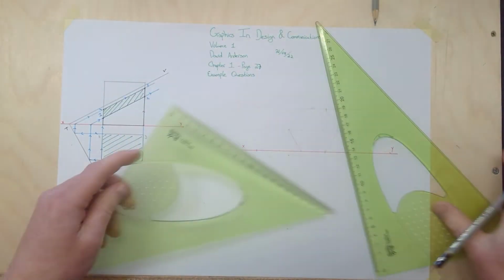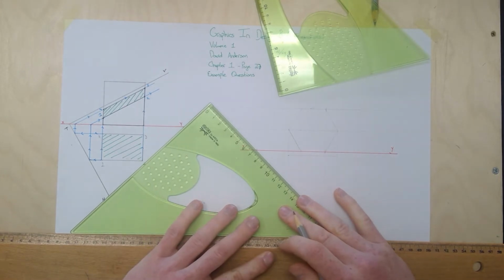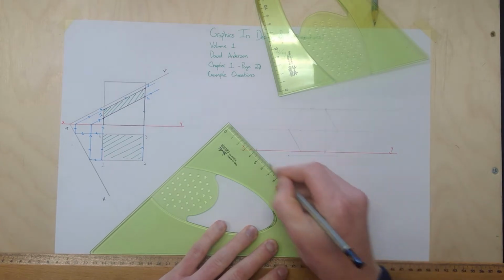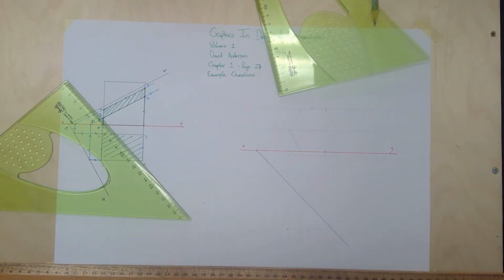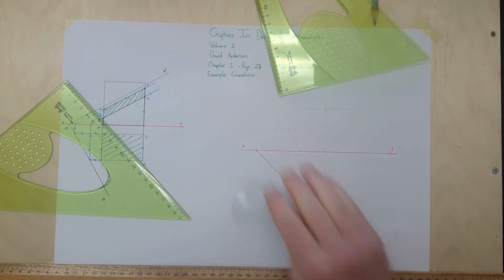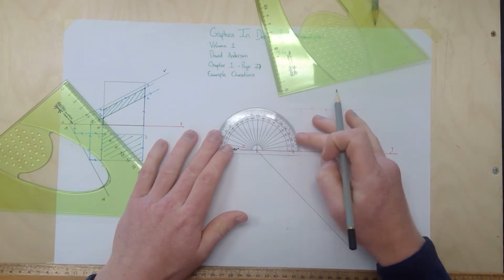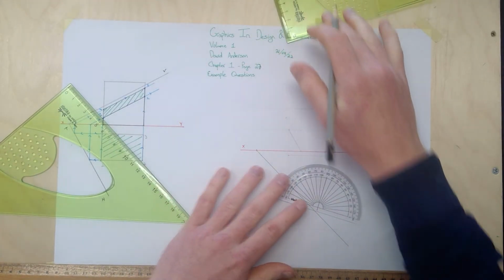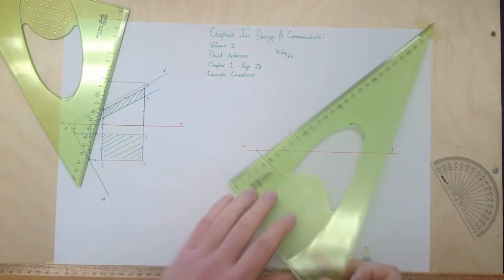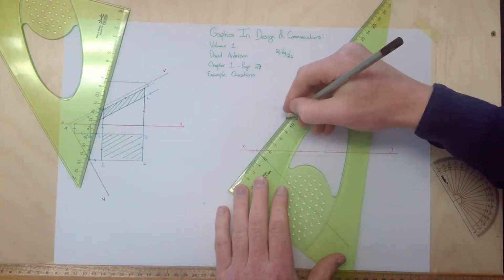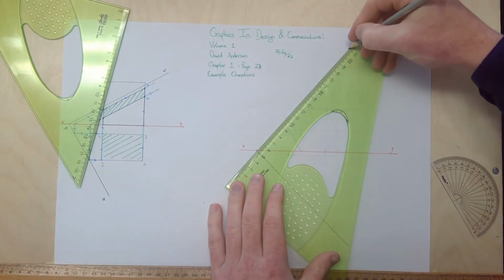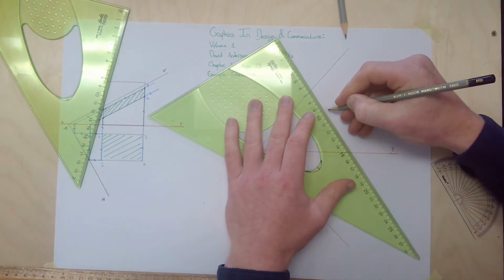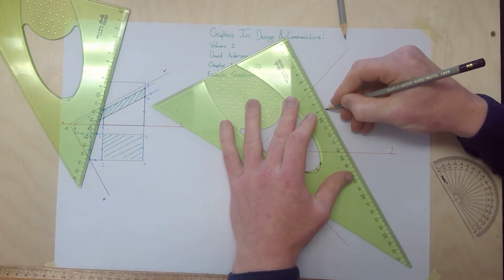So it's 45 degrees in our plan here. So that's nice and easy. I can use my set square. That's that one. And then 50 degrees in my elevation, which is here. So I'm just going to go over things here now with my HB pencil very quickly, just so they'll stand out a bit better in the video.